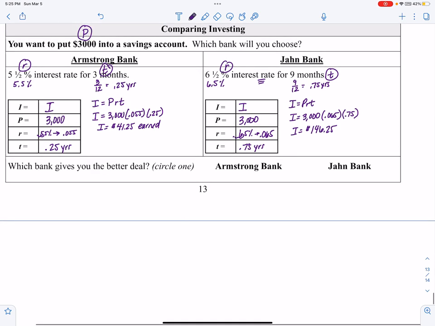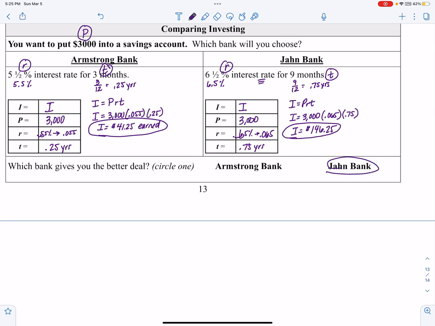Okay. So if I go with the Armstrong Bank, I earned $41.25 over the period of my savings and investment. If I go with the Jan Bank, I end up earning $146.25 for the same investment of $3,000. And so with the same amount of investment, even though it is for a little bit more time, we end up getting quite a bit more money. And so I'm definitely going to go with the Jan Bank.